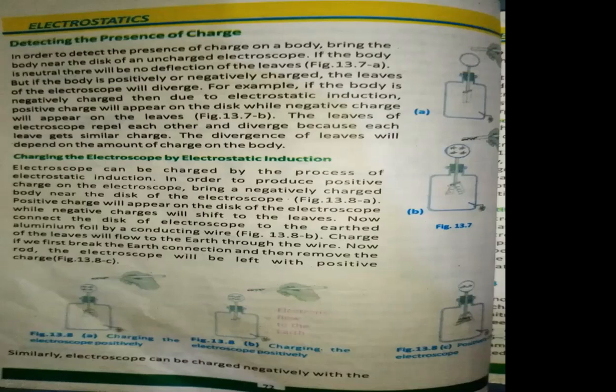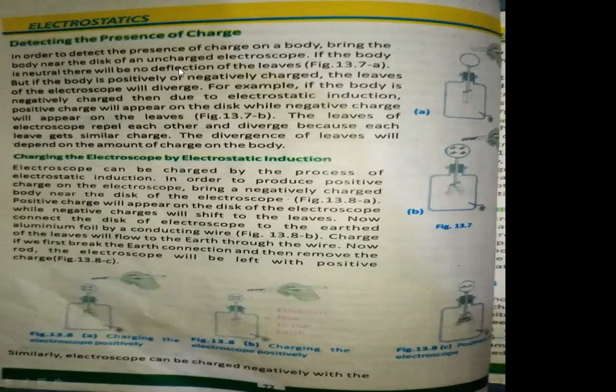Okay, so like charges repel. These two leaves have the same charge, so they will be repelled, and by the repulsion the divergence will be created. They will move away from each other. That's why they have opened a little bit, because they are repelling each other. So this electroscope is used for the detection of charge.